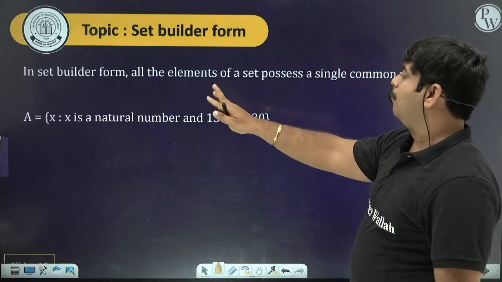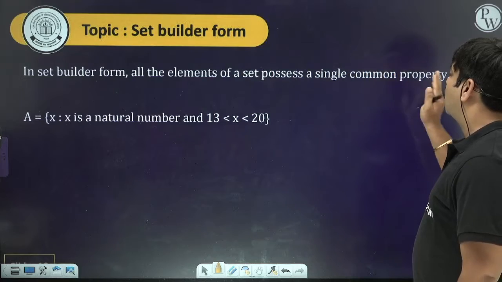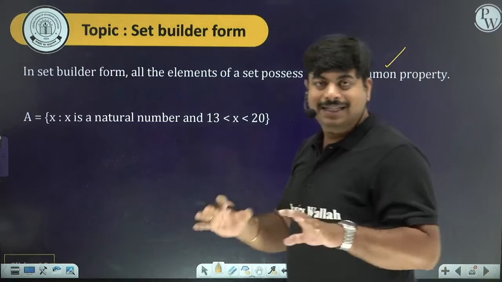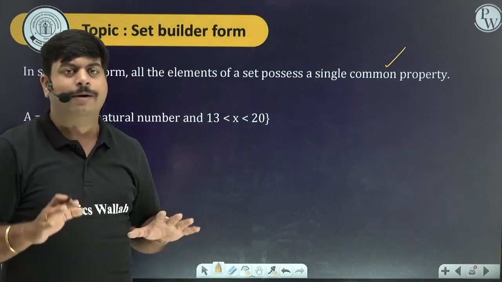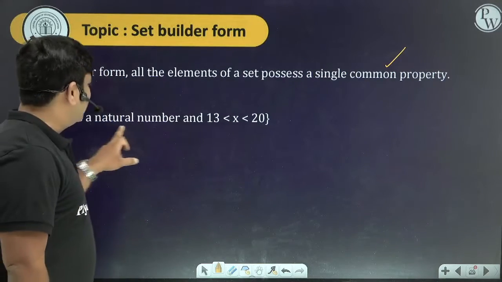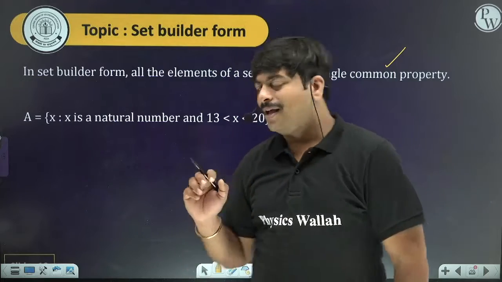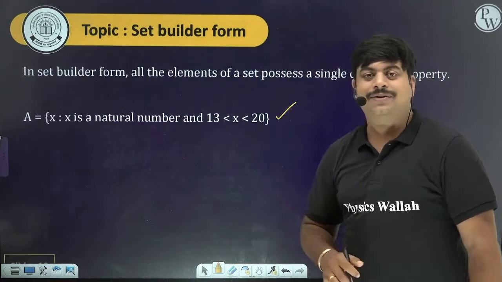In set builder form, all the elements of a set possess a single common property, which will be given or which we need to frame according to the questions. For example, I have here, x is a natural number and 13 less than x less than 20.